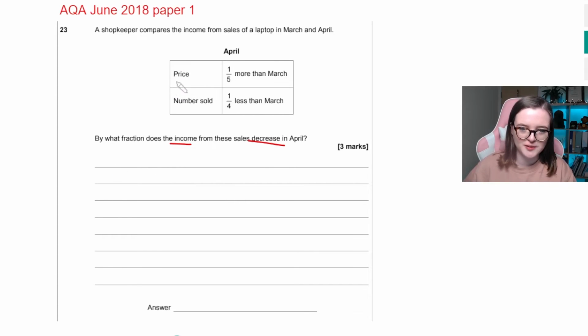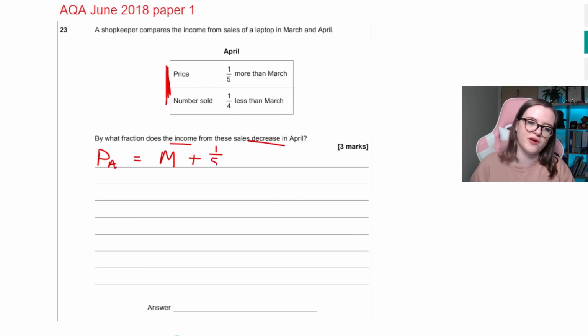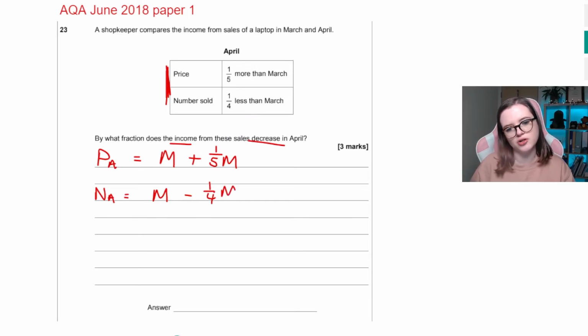I'm going to make some algebra out of this, I think. The price in April is going to be a fifth more than March. It's going to be what it was in March plus an extra fifth of what it was in March. Does that make sense? So whatever it was in March plus a fifth more of that value, right? And then the number sold in April is going to be the number sold in March take away a quarter of what they sold in March.